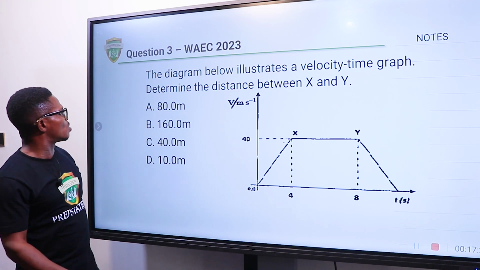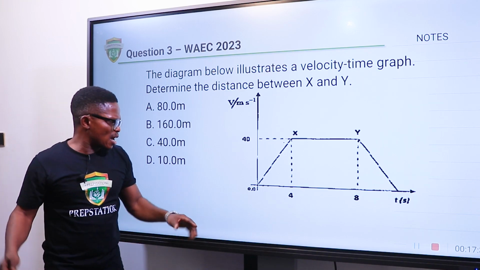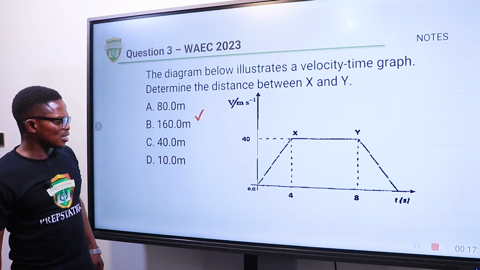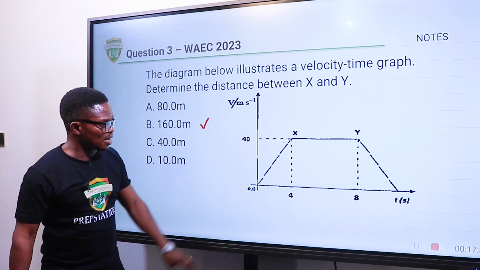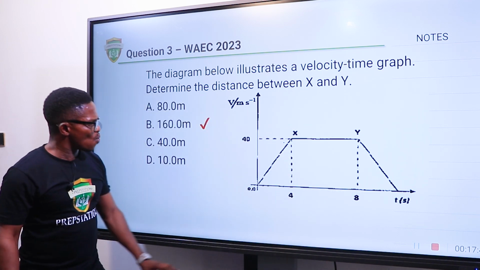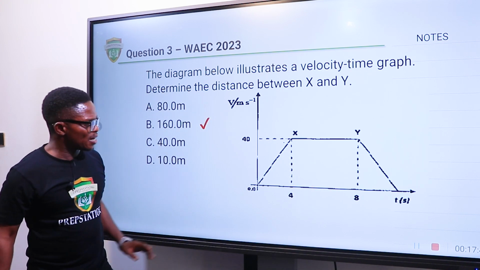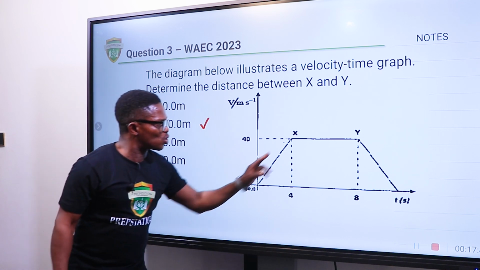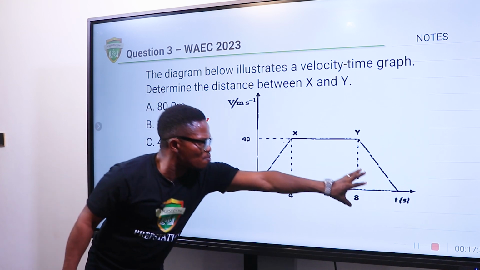This is WAEC 2023. The diagram below illustrates a velocity time graph. Determine the distance between x and y. You don't need to bother yourself so much on this. In a velocity time graph, the slope of the graph represents the acceleration or deceleration, while the area under the graph represents the total distance covered. But in this case, what we are required to do is to find the distance between x and y. So we have no business with the slope.